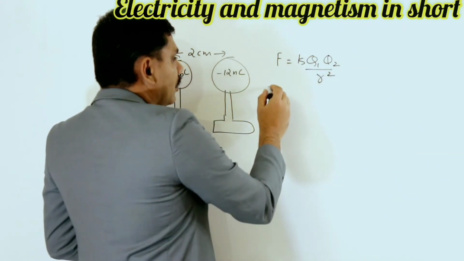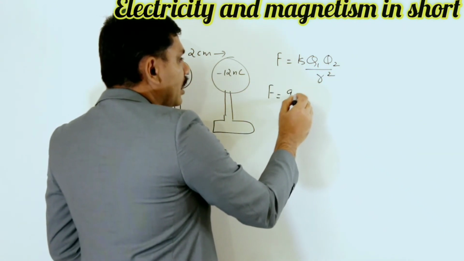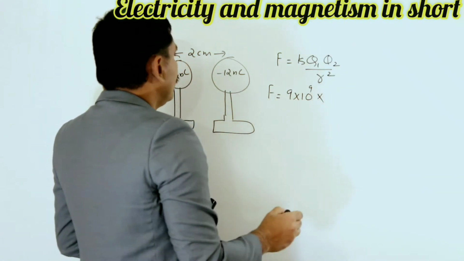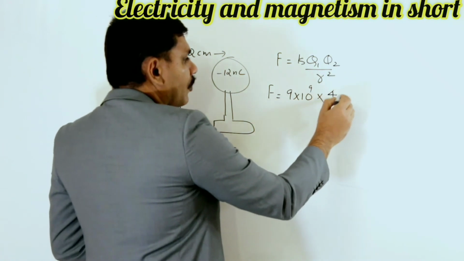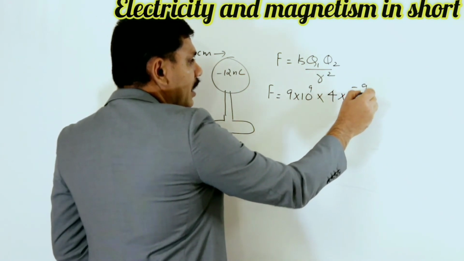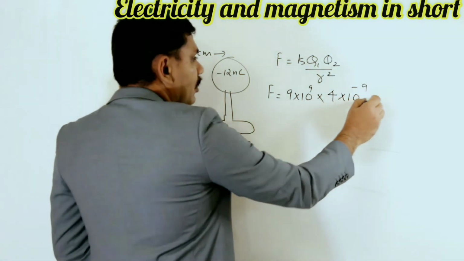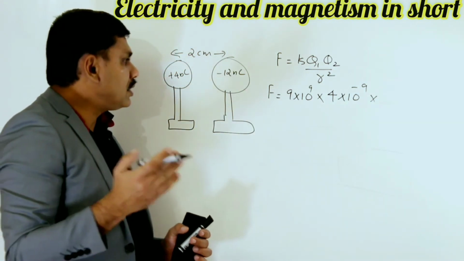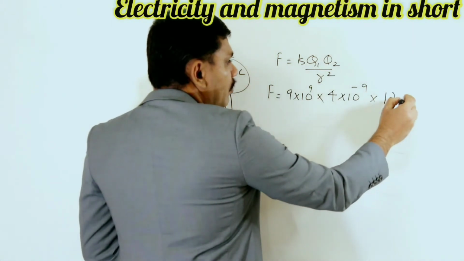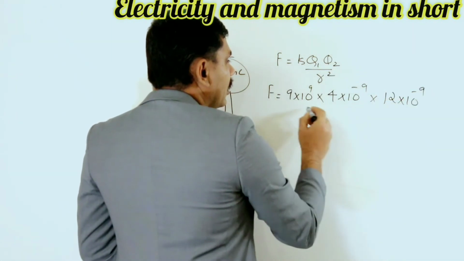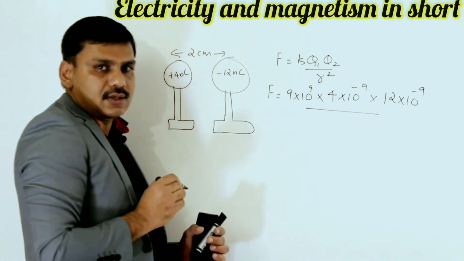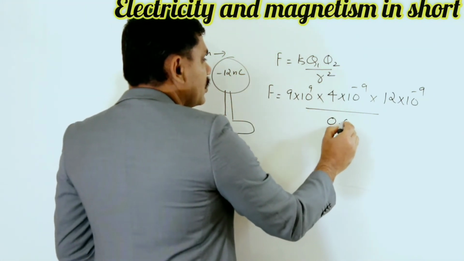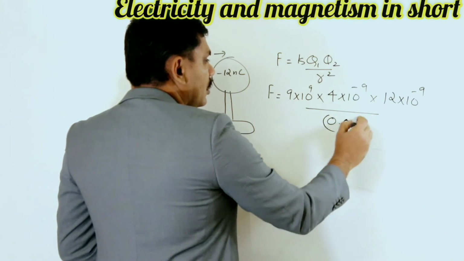R square. Then F equal to K value, which is 9 multiplied by 10 to the power 9. Then Q1 is 4 nanocoulomb, 4 multiplied by 10 to the power minus 9. Don't take minus; there is no need of putting minus. Only take the magnitude. So 12 multiplied by 10 to the power minus 9 divided by 2 centimeter. You must convert into meter, that is 0.02 meter, the whole square.